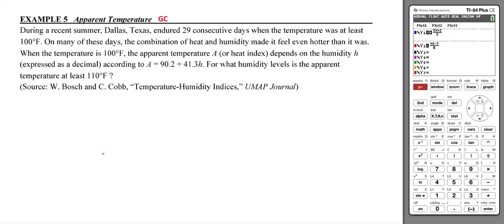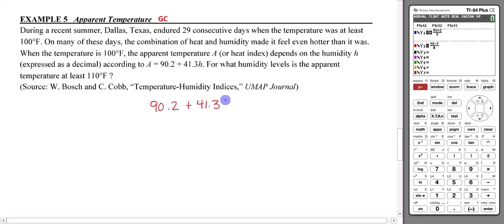What we want is to make the apparent temperature feel at least 110 degrees. So 90.2 plus 41.3 H greater than or equal to 110 degrees. Our apparent temperature, or the heat index, is what it feels like. It feels hotter when it's more humid.